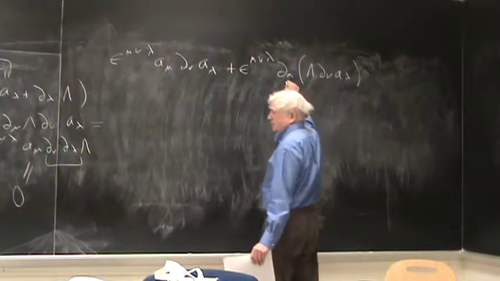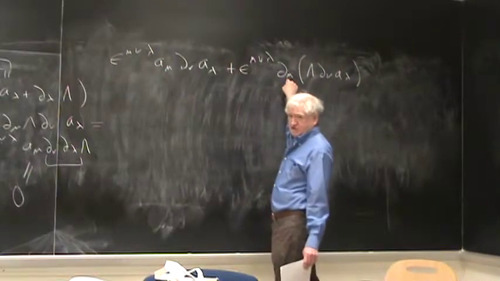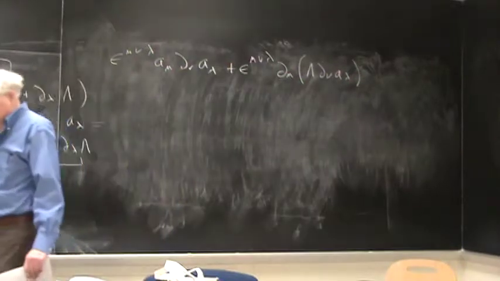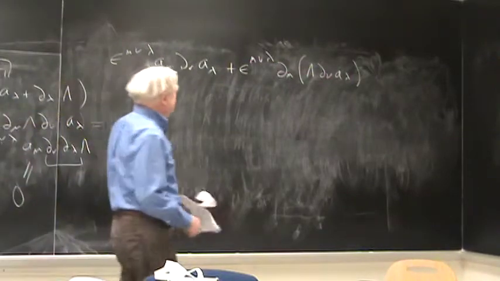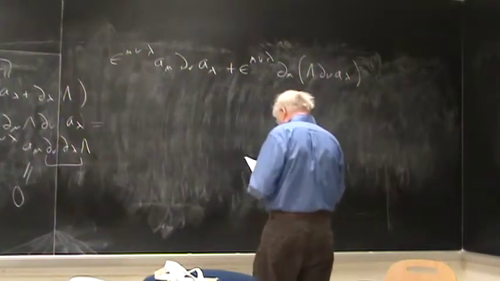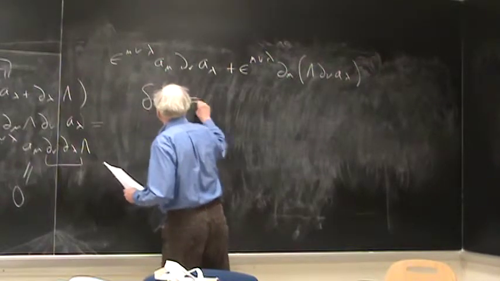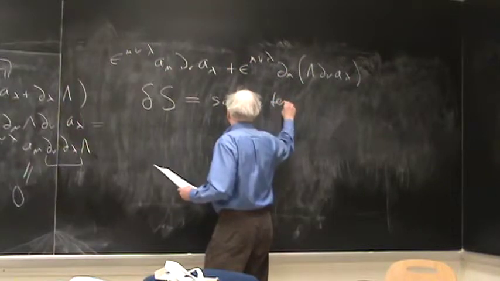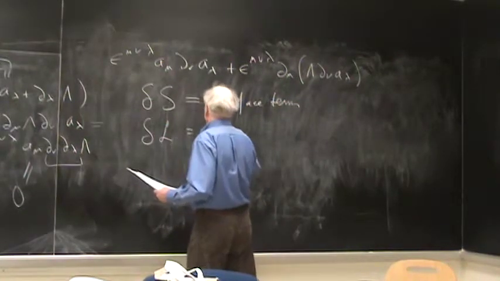This is a total derivative, and so it doesn't affect the field equations. We can integrate it to a surface term, and then we sort of get out the rug and push it onto the rug. Anyway, it's just a total derivative. So delta S is a surface term. Delta L is a total derivative.